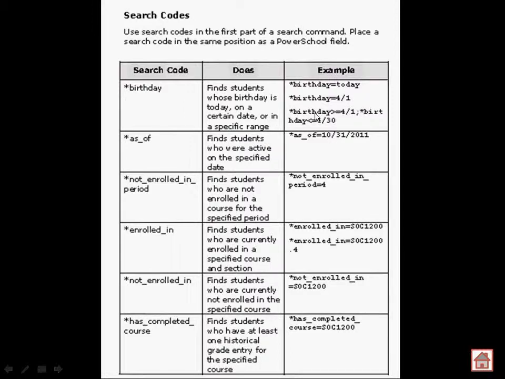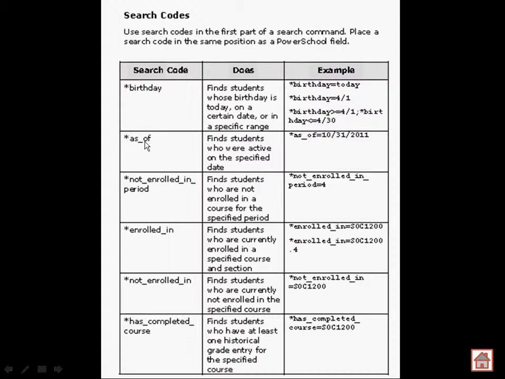Or if you want it within a certain time frame, asterisk birth date is greater than or equal to 4/1, semicolon, that's a compound search. Asterisk birth date is less than or equal to 4/30. So you're looking for the whole month right here, pretty much, using a compound search. So you could type these in and it'll pull up the students in the system.